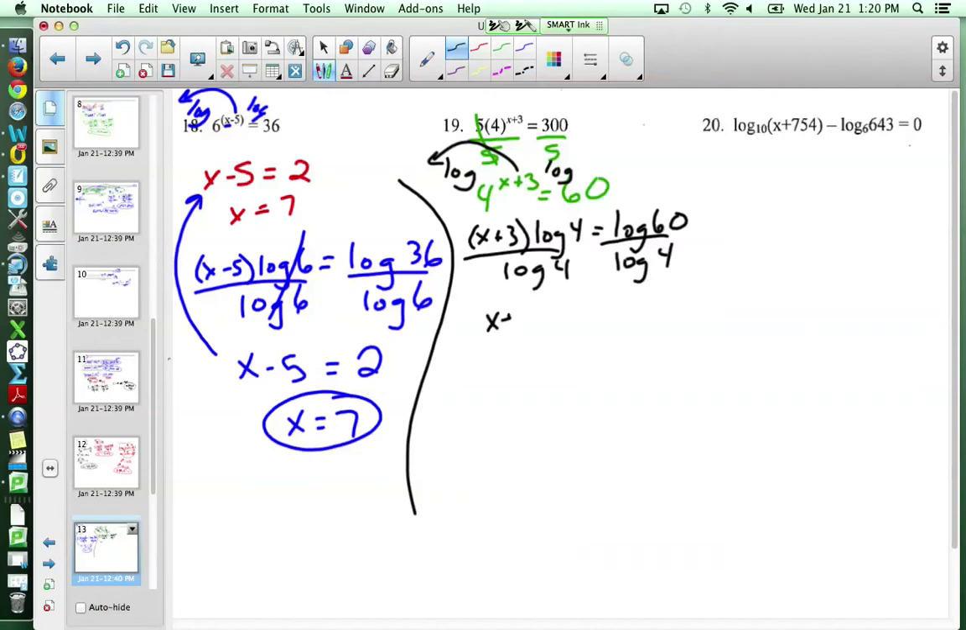We get x plus 3 equals 2.95. Then add 3 to both sides. We get x equals negative 0.047, if I keep another decimal place there.